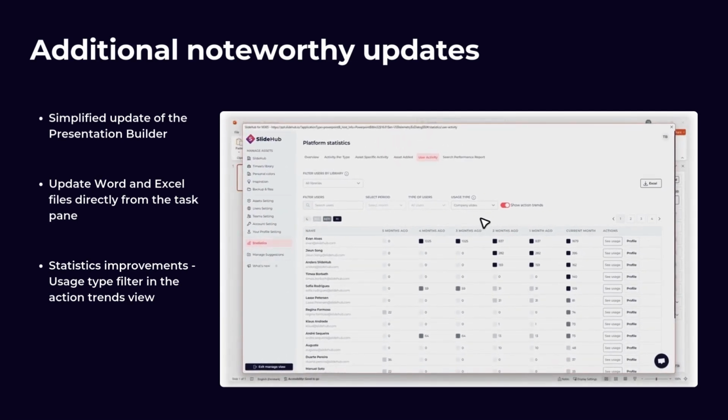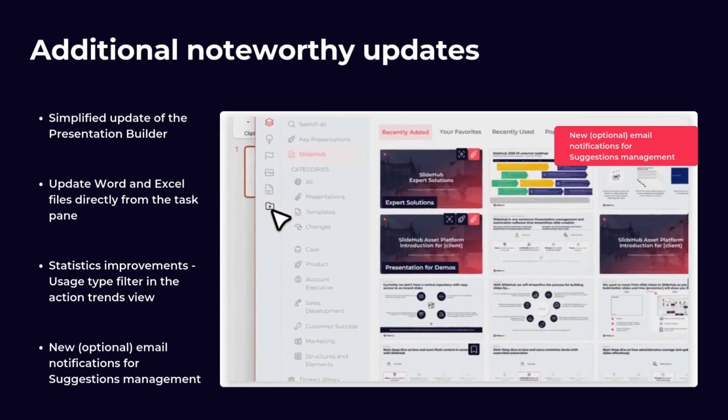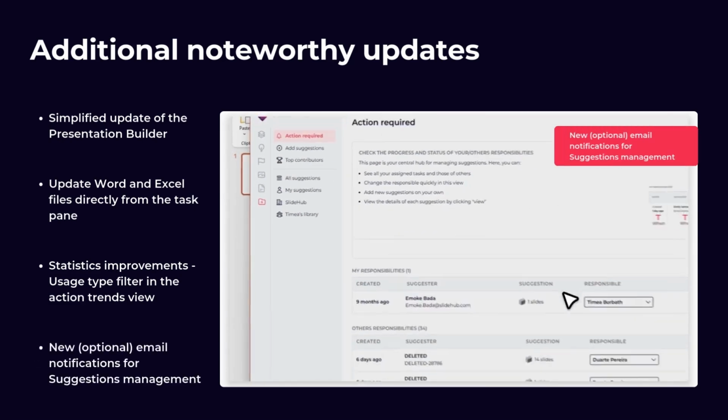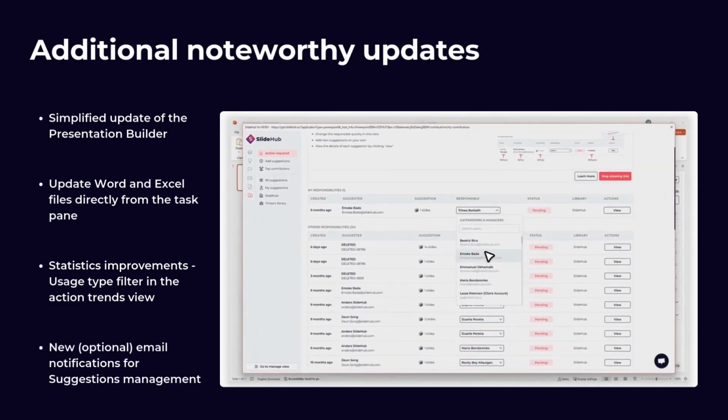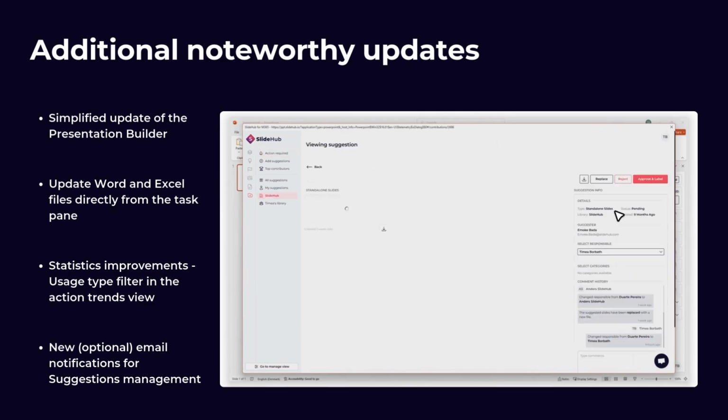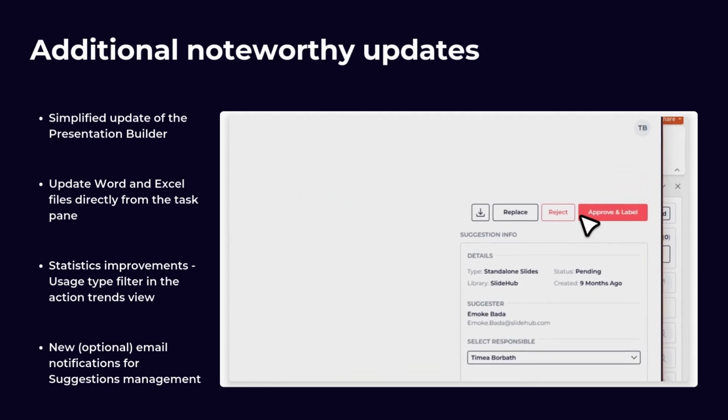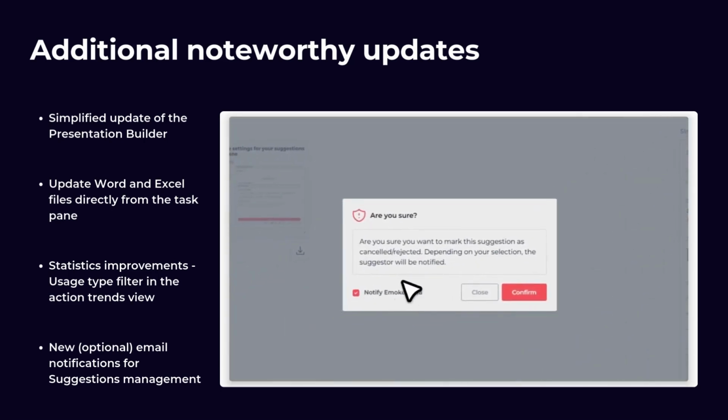And finally, you can now easily notify relevant users with an automated email when changing the responsible person for a suggestion. Additionally, you have the option to notify suggesters if a slide or presentation they submitted has been approved, rejected, or replaced. When selecting any of these actions, a confirmation window will pop up, and there you can choose whether to notify the suggester or not.